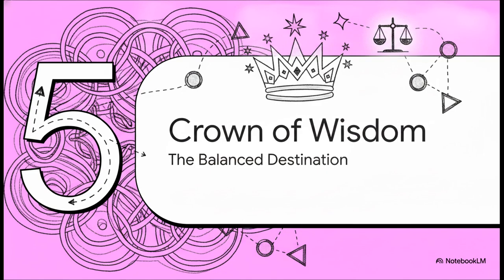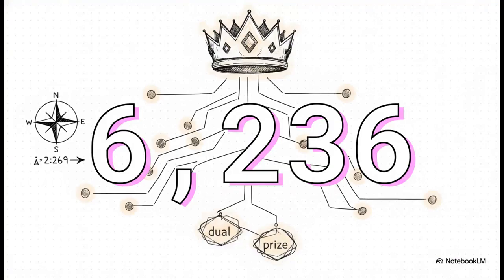Finally, Section 5, the crown of wisdom. So, the crucial point here revolves around the number 6,236. According to the framework, the crown of wisdom, which is located at coordinate 2269, has exactly 6,236 facets. That represents every single verse in the text. But here's the catch. Despite having thousands of facets, this crown has only one center stone. And that center stone is the pure recognition that the winner receives these two prizes, the dual field of 5021.